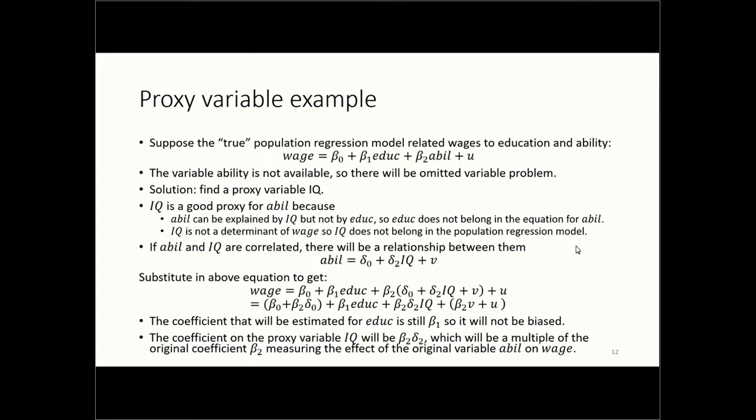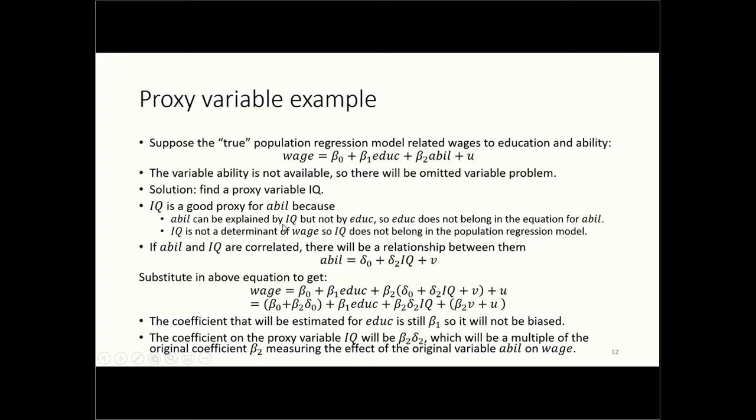Let me give you an example. Suppose that the true population regression model relates education to ability. So this is the equation that we have. Wage is regressed on a person's education and a person's ability. So if the variable ability is not available, there will be omitted variable bias problem. So a solution would be to find a good proxy for ability. So let's find the variable IQ, the person's IQ score. IQ would be a good proxy for ability because ability can be explained by IQ.